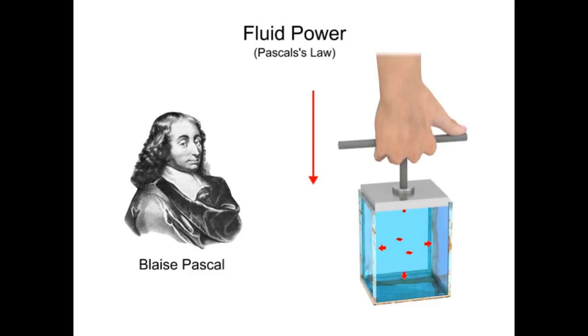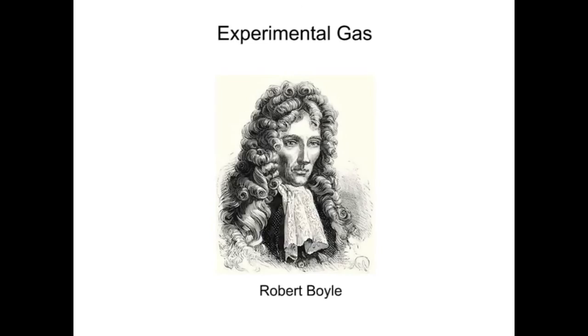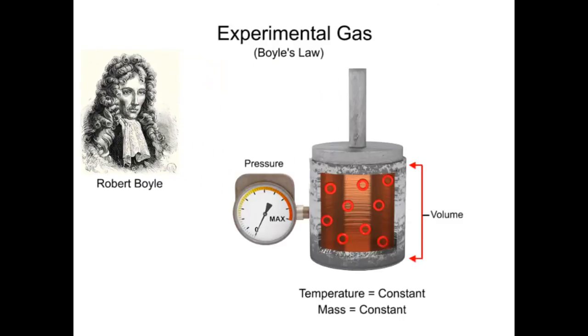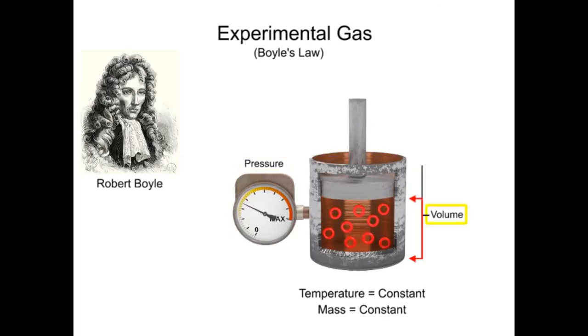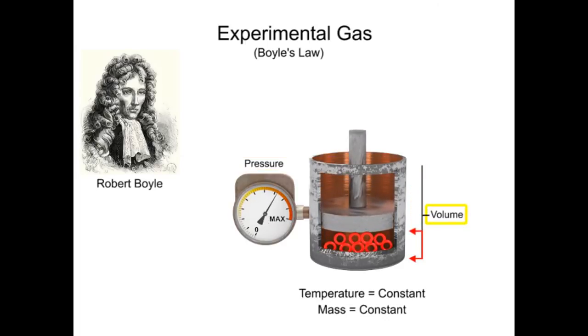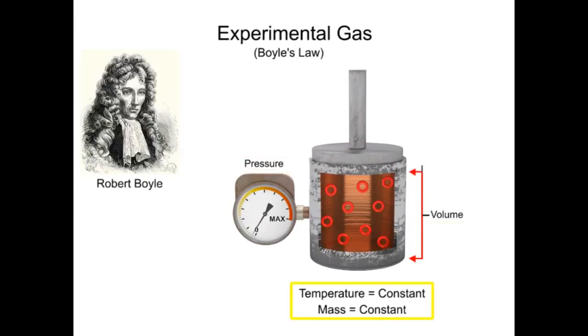Another important property of fluid mechanics was discovered in the late 1600s by Robert Boyle, an Irish physicist. Boyle's law is an experimental gas law which describes how the pressure of a gas increases as the volume of gas decreases. A modern statement of Boyle's law is the absolute pressure of a confined body of gas varies inversely as its volume, provided its temperature remains constant.